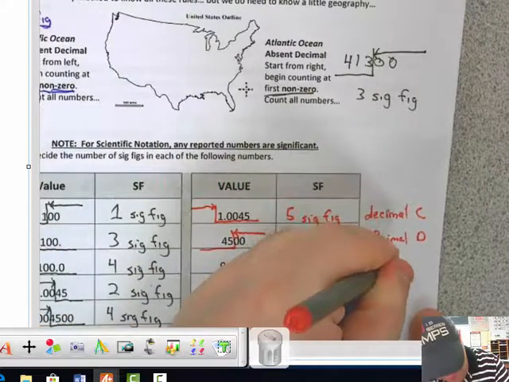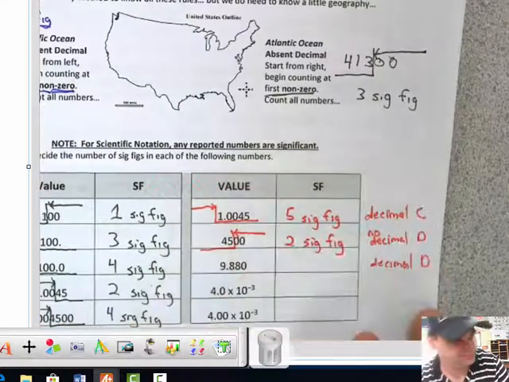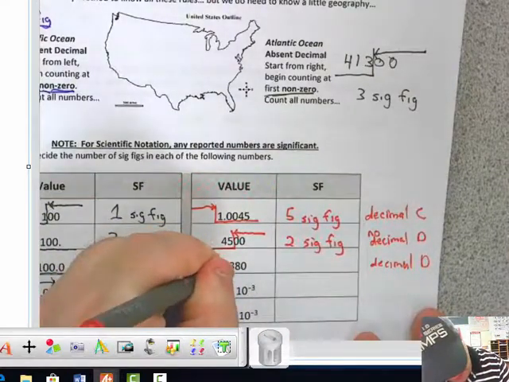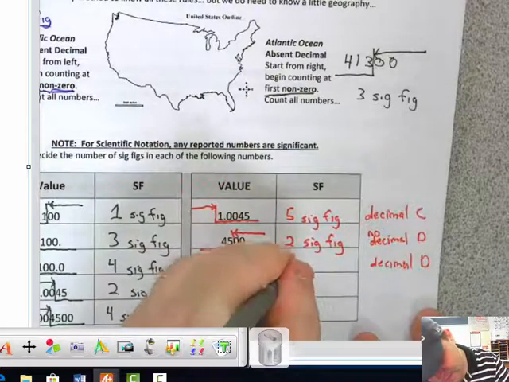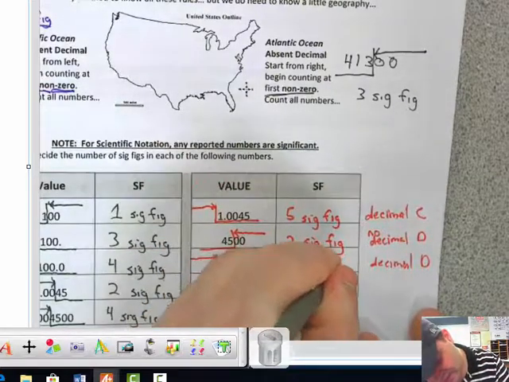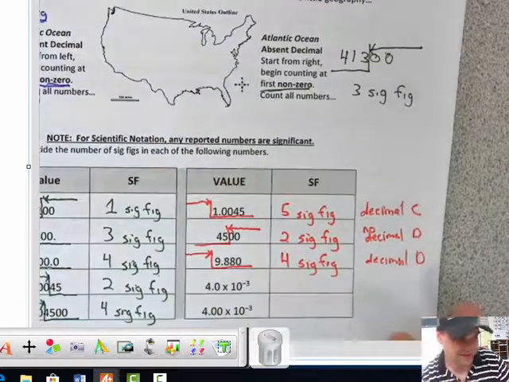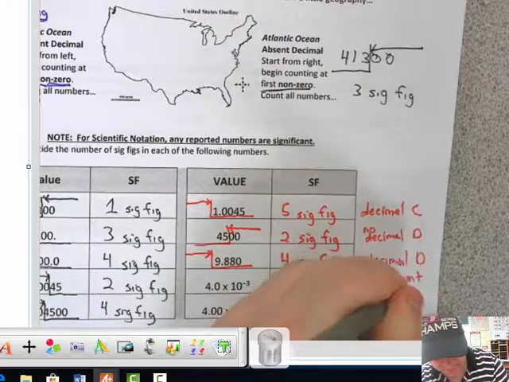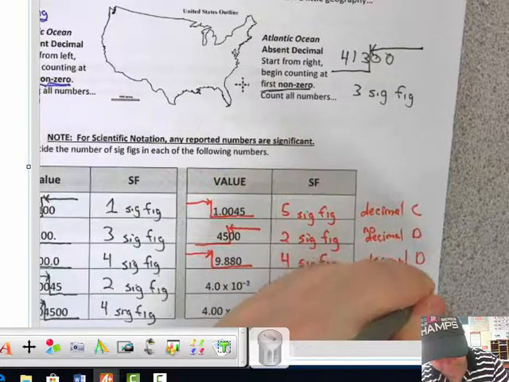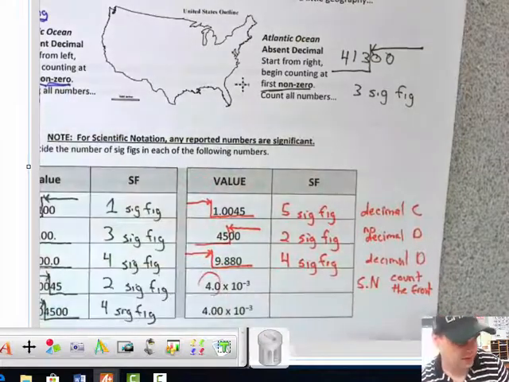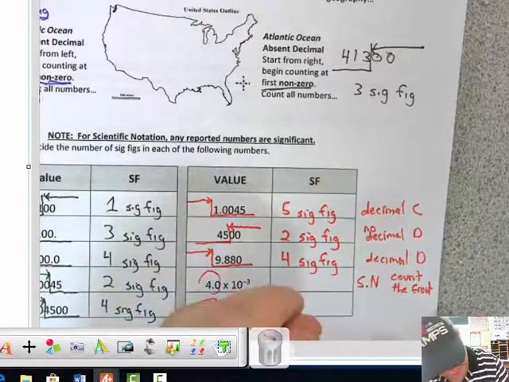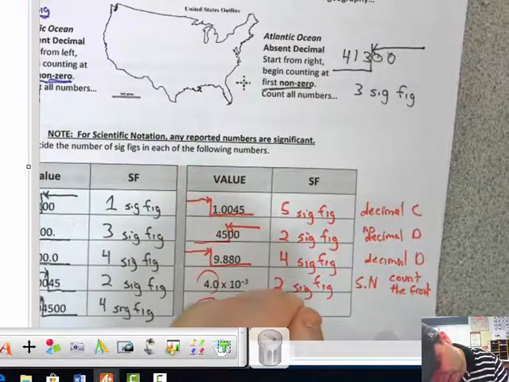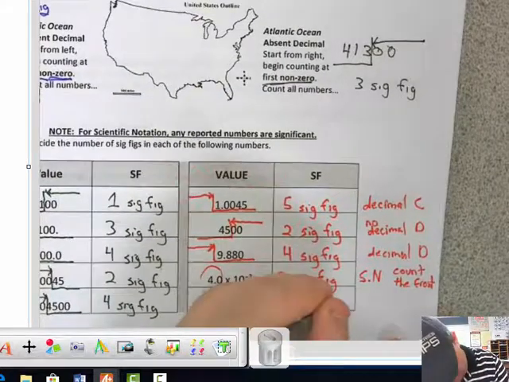This is a decimal. This is rule D. So we go from this side to the 9 and underline the 8. 4 significant figures. So this is scientific notation here. You count the front. So you just count the front part on these. You don't count times 10 to the third. So this one has 2 significant figures. And this one has 3 significant figures.